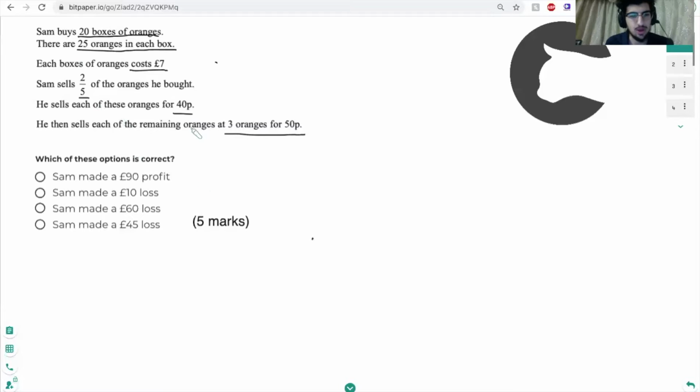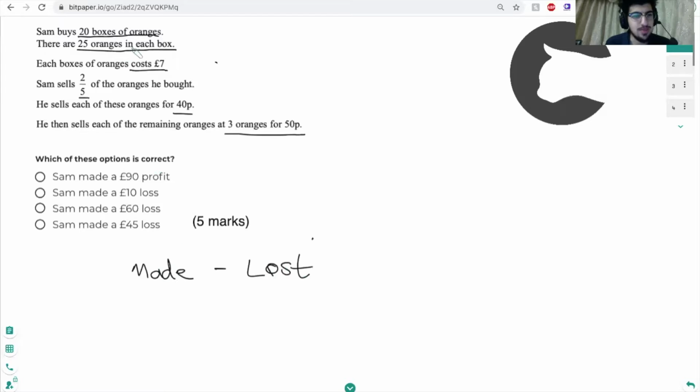Okay, so quite a lot of information. But the question effectively is asking us how much money Sam made in total. So if we think about that, that's just going to be how much he made minus how much he lost.